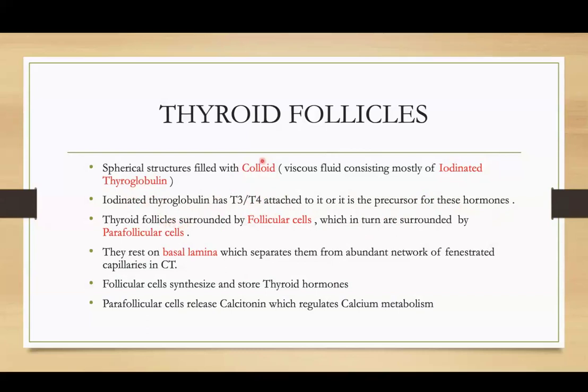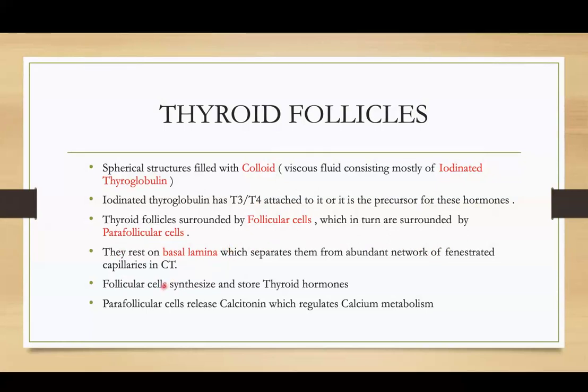The thyroid follicles are surrounded by follicular cells, quite obvious by the name. And then these follicular cells are in turn surrounded by parafollicular cells, which also makes sense because para, as I said earlier, means around. So these parafollicular cells are around the follicular cells. They both rest on the basal lamina, which separates them from the abundant network of fenestrated capillaries in the connective tissue. So we have fenestrated capillaries for the blood supply in the connective tissue, but we have a basal lamina that separates the follicular and parafollicular cells from the other structures.